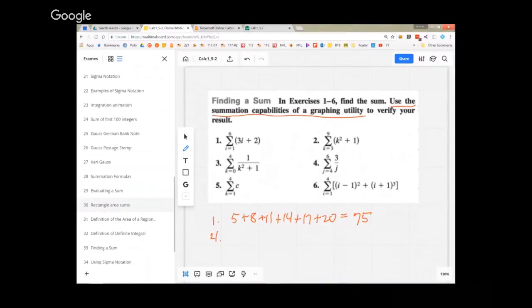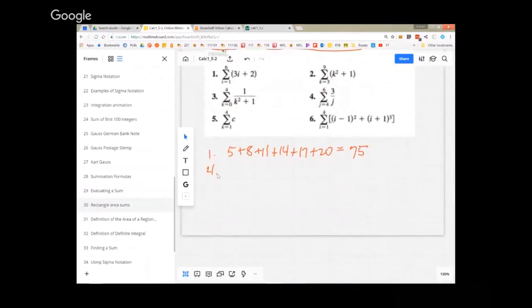Okay, number 4, we have, make this go a little higher. So on number 4, J starts off with 4 and it goes to 6. So basically we're going to be doing 3 over 4 plus 3 over 5 plus 3 over 6. That's it, from 4 to 6. We got it. Now let's add those together.